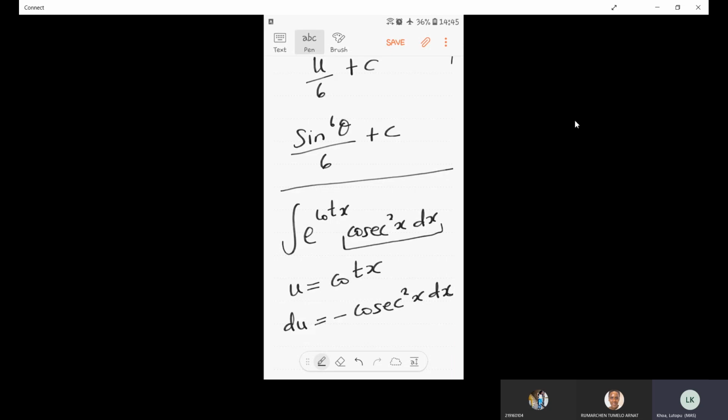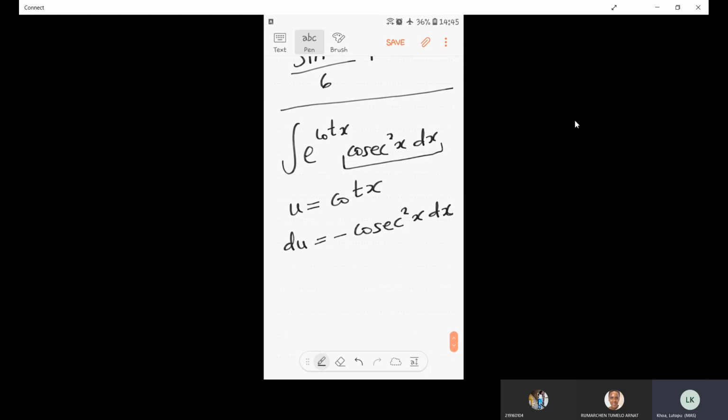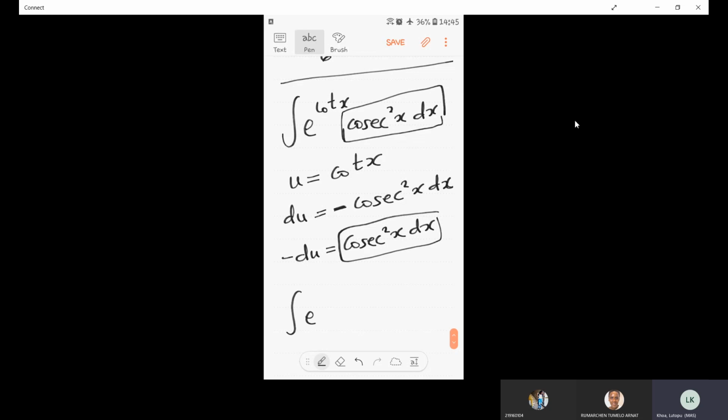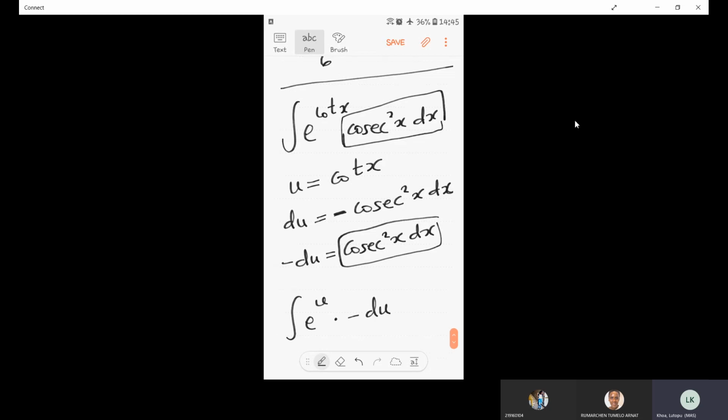And then when I look at it, it's positive, but here I have negative, so I need to divide by negative 1 on both sides. This means that negative du is equal to cosec squared x dx. So now I will replace this cosec squared x dx with negative du. What I am actually integrating is just e to the power of u times negative du.